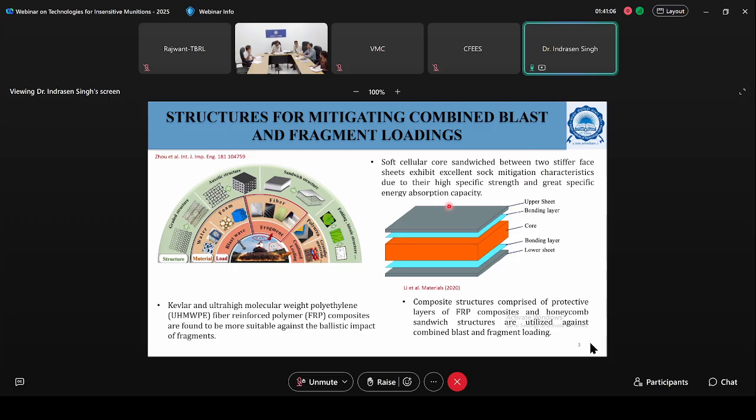In the recent past, sandwich structures comprised of cellular soft materials sandwiched between two stiffer plates have been proposed, because they have shown excellent shock mitigation characteristics due to high specific strength and great specific energy absorption. This is the typical arrangement of an auxetic sandwich structure. In addition, for high projectile velocity of fragments, people have suggested using Kevlar or some fiber composite in addition to the top face plates. There are different materials suggested for designing the core: foam, cellular honeycomb and auxetic honeycomb. Many authors have suggested combining these together and developing a composite structure comprised of protective layers of FRP and the sandwich structure.